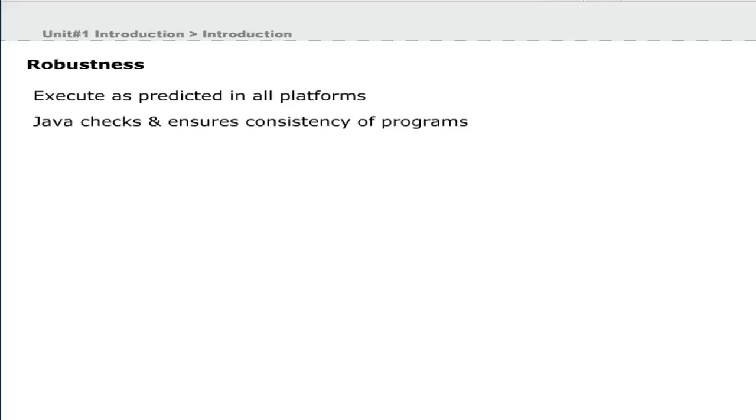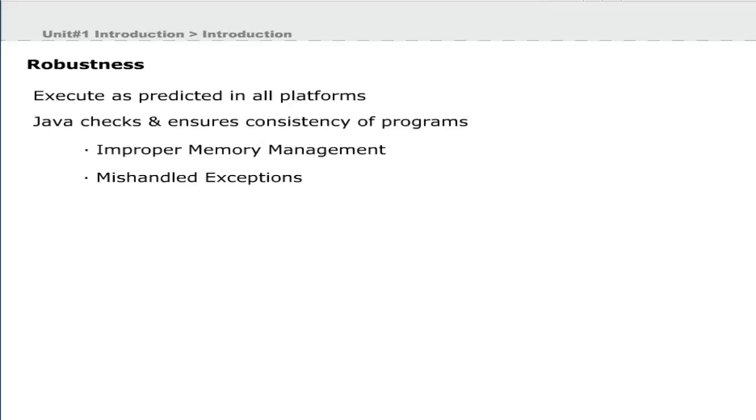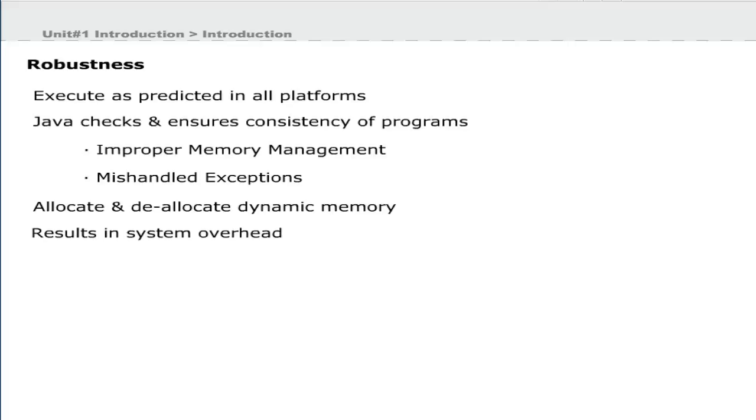Generally, there are two reasons for program failure: improper memory management and mishandled exceptions. In other languages, programmers have to allocate and deallocate dynamic memory. If a programmer fails to free memory that is not in use, it results in system overhead. It is also possible to free memory that is to be used by another part of the program, resulting in a system crash.